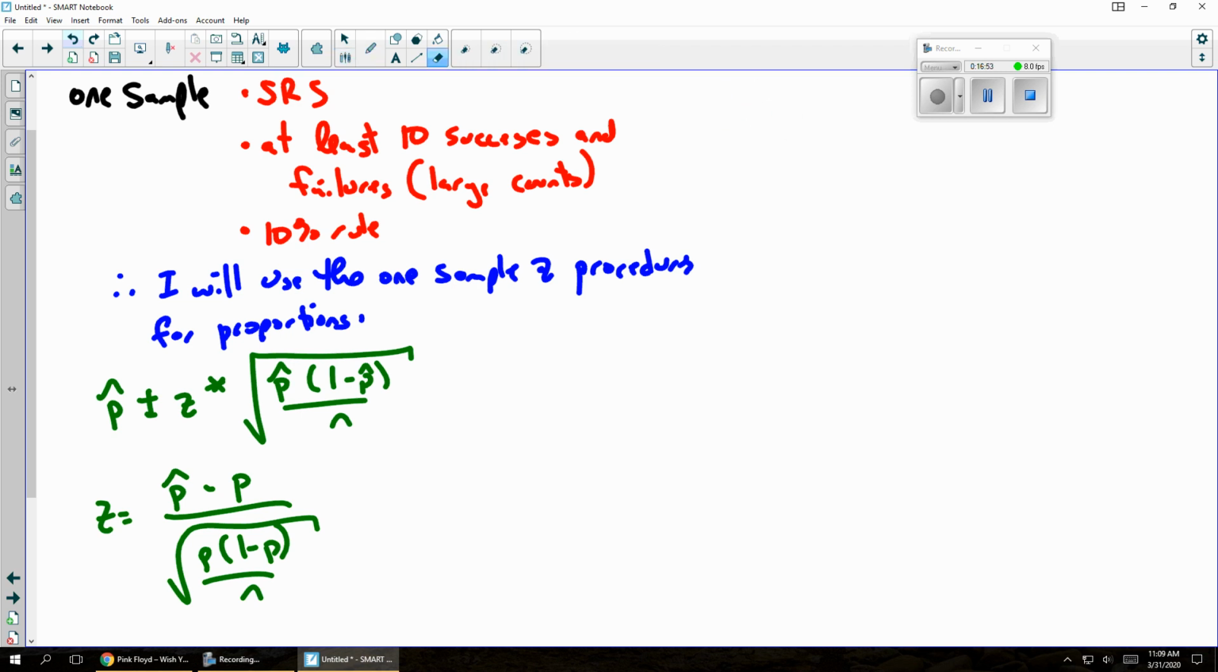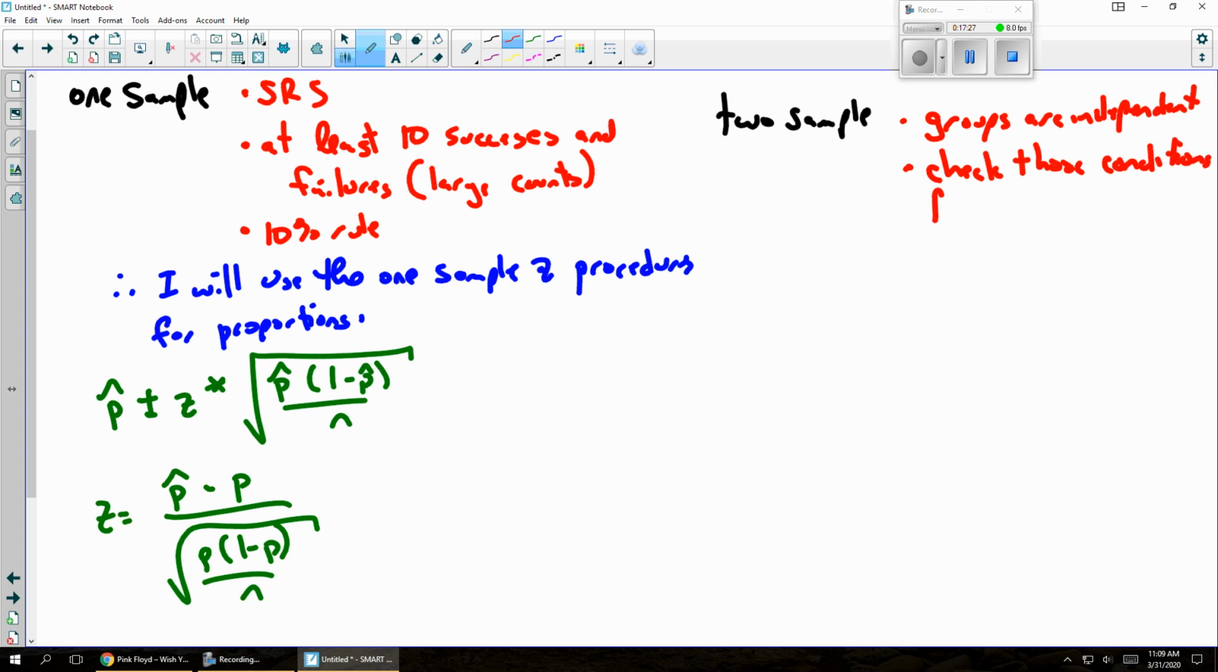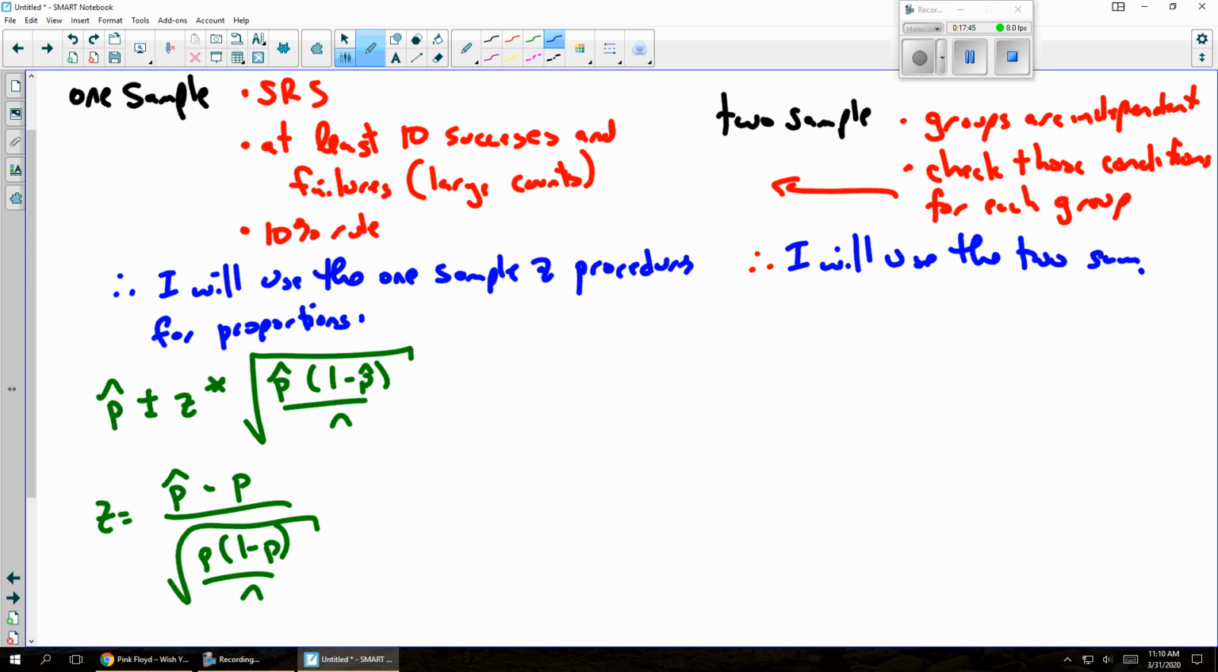Then we also have two sample problems. And just like before, two sample is very, very similar to one sample, except now we want to look at this for both groups. So I need the two groups to be independent. And then check those conditions for each group or each sample. Those conditions over there. And then I could say, therefore, I will use the two sample Z procedures for proportions.